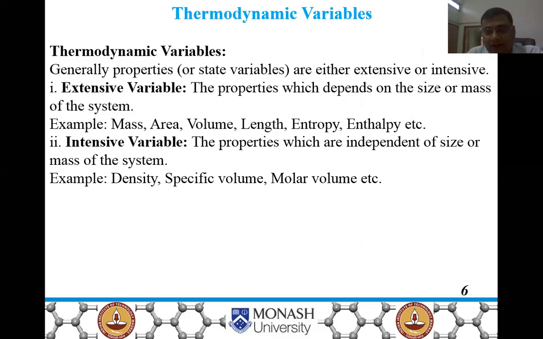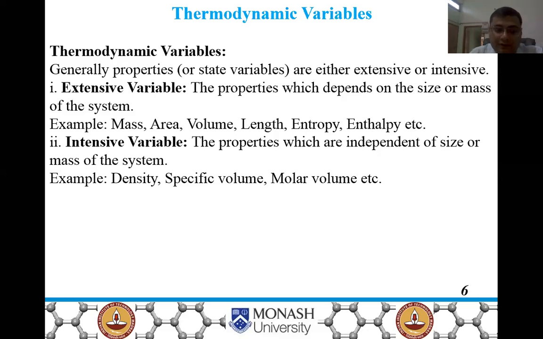Now, what are the thermodynamic variables? In metallurgical thermodynamics, we will have different thermodynamic parameters or state variables. There are two types: one is extensive parameter or extensive variable, another is intensive variable or intensive parameter.